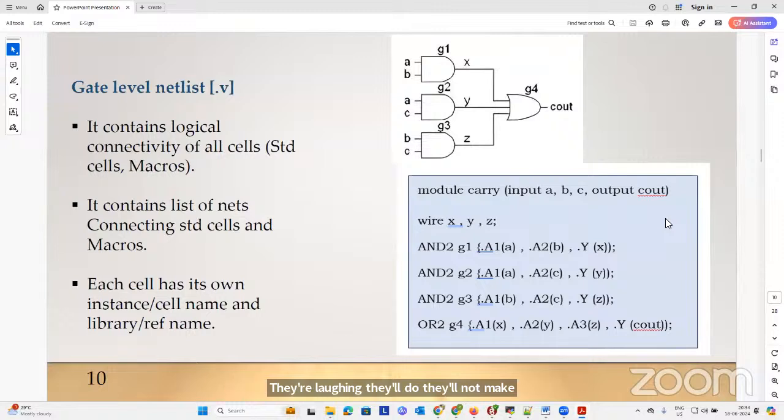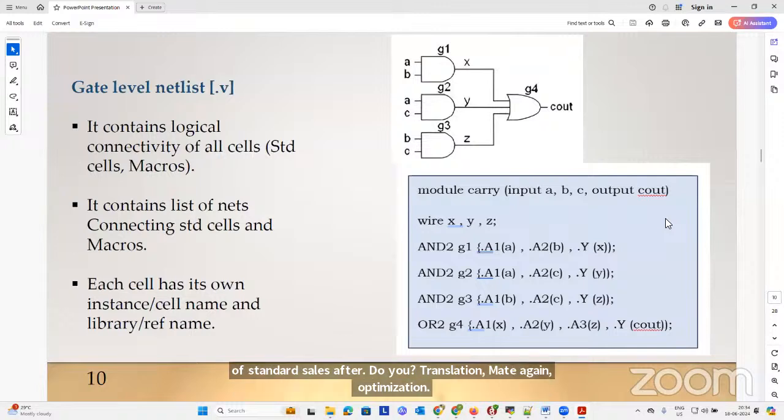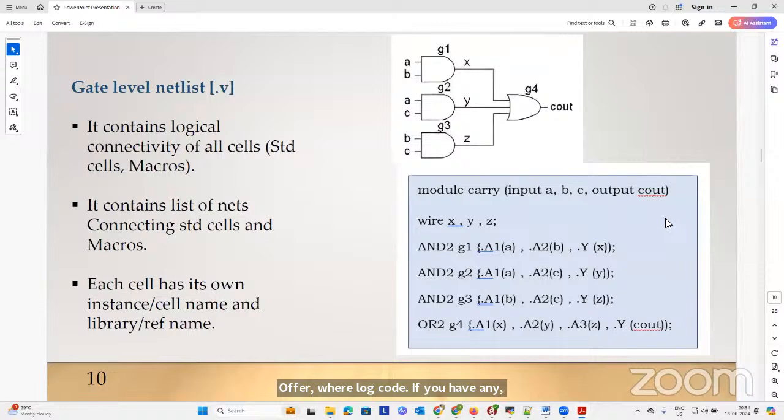That's it. So the other input file for floor plan is the gate level netlist. Gate level netlist has a .v extension, which has the logical information of standard cells after translation, mapping, and optimization of our Verilog code. If we have any macros, that macro information will also be available in our gate level netlist. It contains the list of nets connecting standard cells and macros. All these wires are called nets.